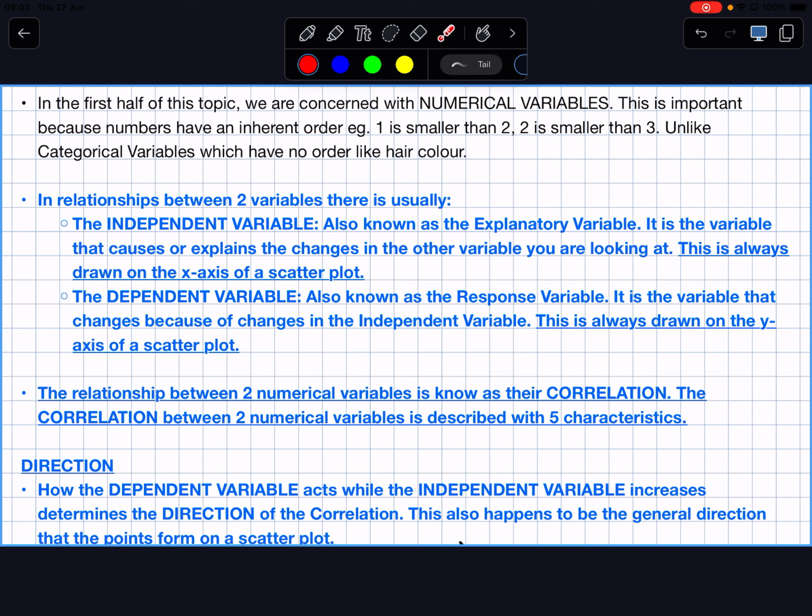There's a lot of fluff in this lesson, but when you actually do the exercise, there's no maths whatsoever. You're just telling me what the variables are or telling me how strong the relationship is. No maths whatsoever.